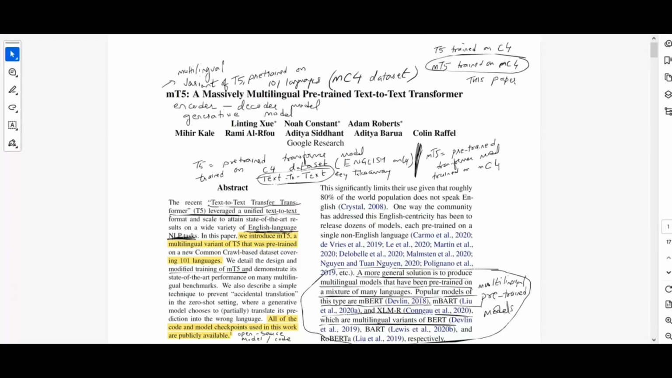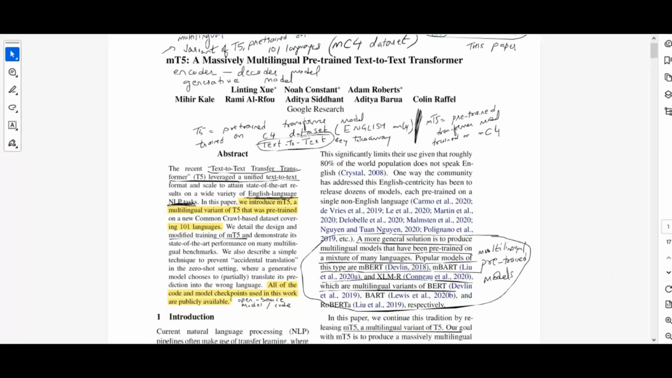In short, mT5 is a multilingual pre-trained model that is trained on 101 languages. So if we recall, the T5 model is also a pre-trained model, but it was trained only on English text. At the core, both T5 and mT5 are transformer models, so you have a full encoder and decoder architecture. So let's take a closer look at this mT5.